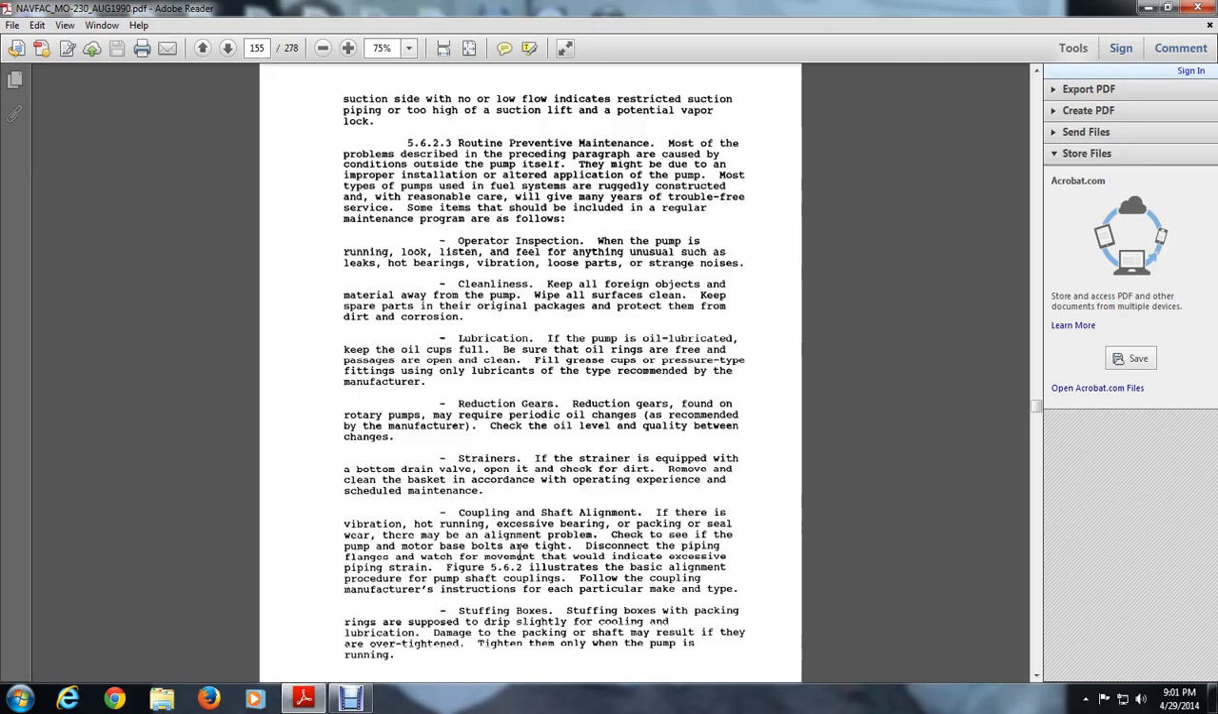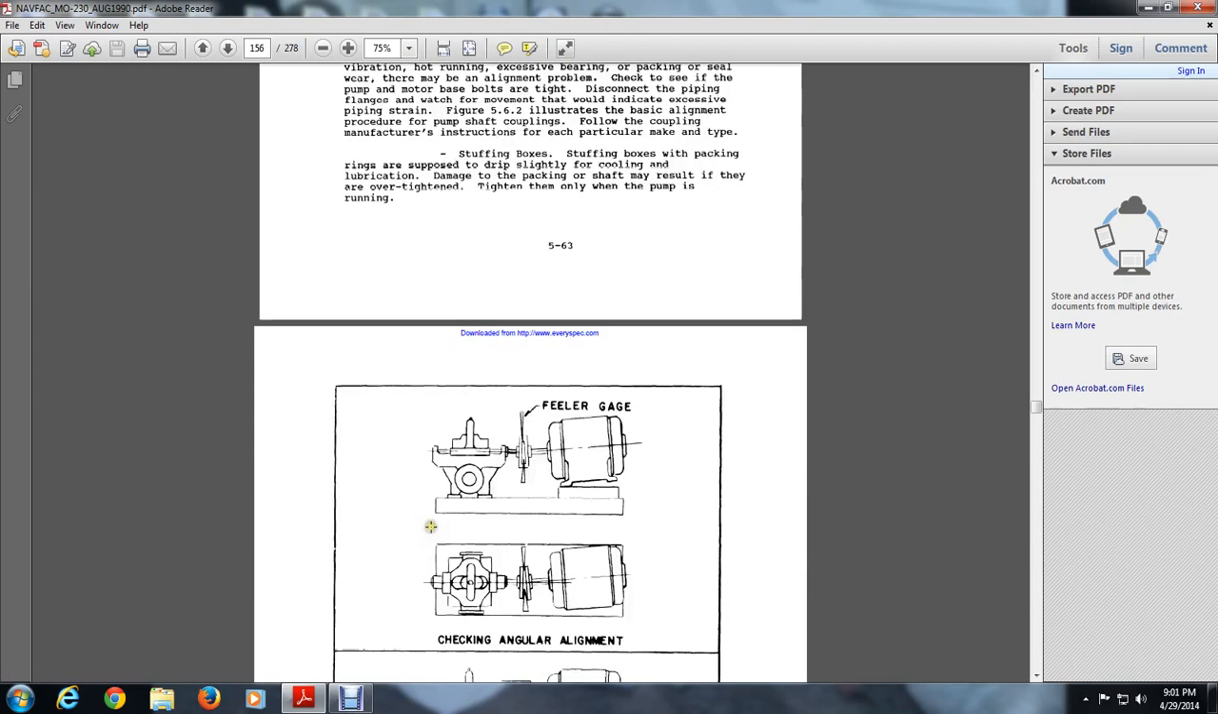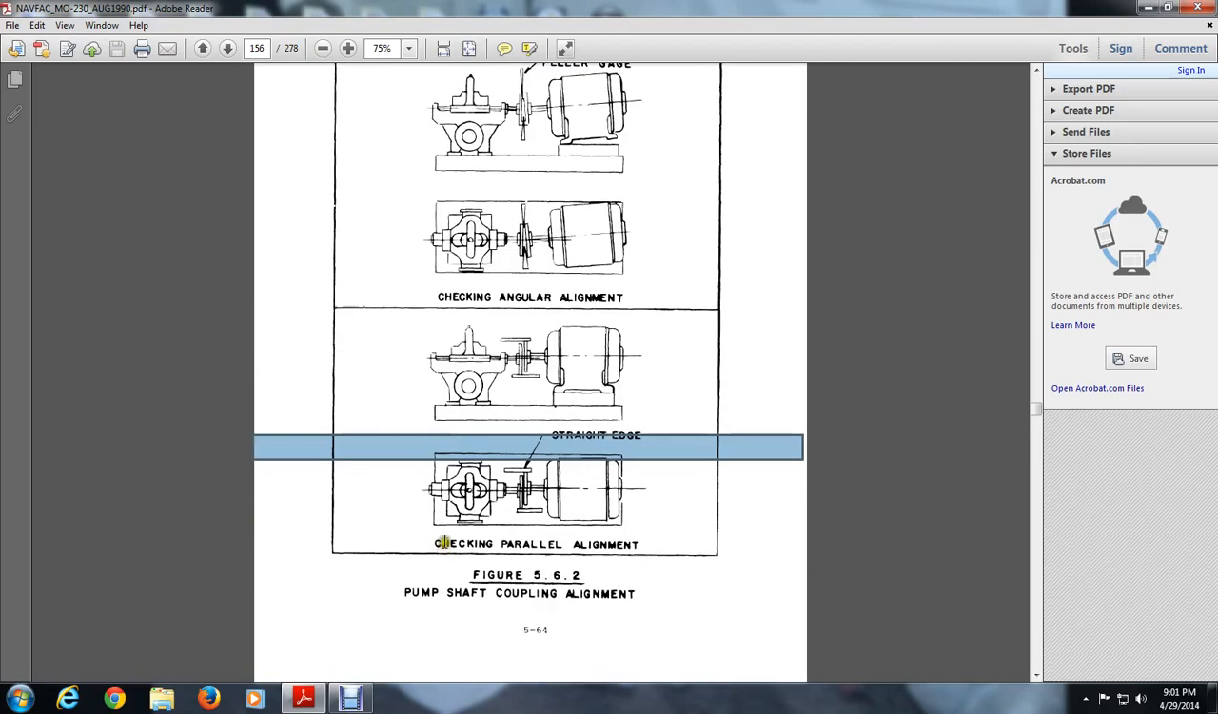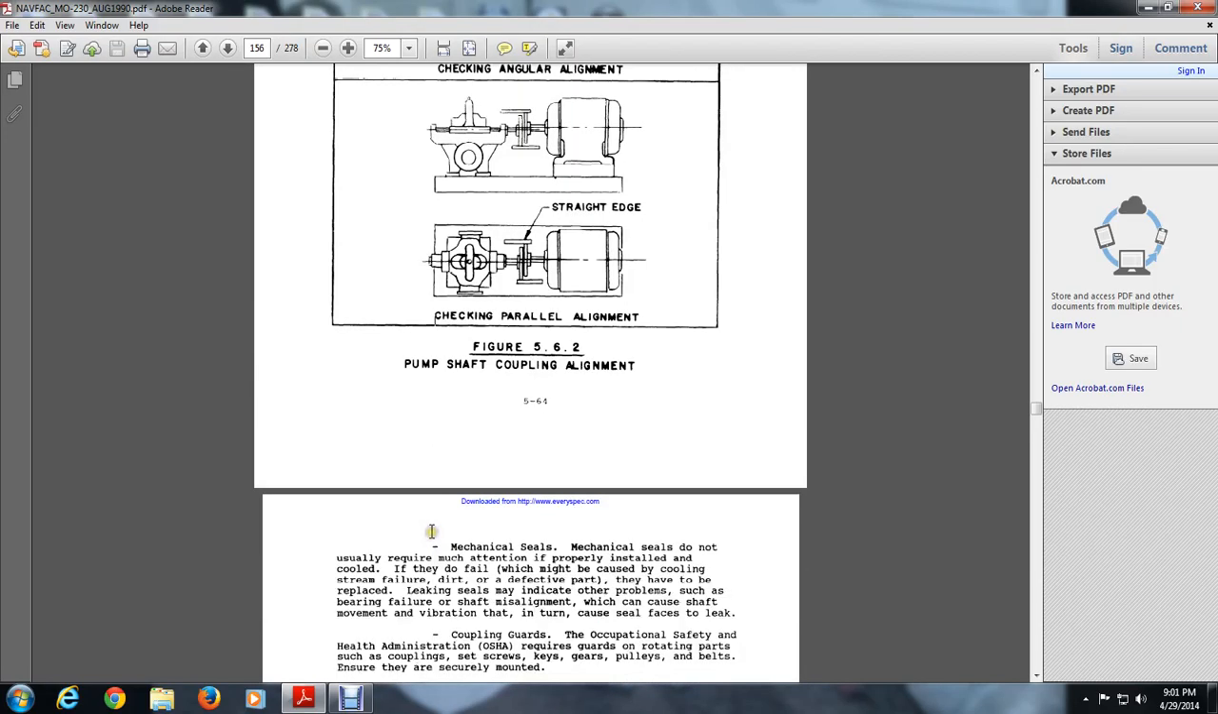Figure 5.6.2 illustrates the basic alignment procedures for pump shafts and couplings. Follow the coupling manufacturer's instructions for each particular make and type. Stuffing box packing rings should drip slightly for cooling and lubrication, or damage to the packing and shaft may result. Tighten them only when the pump is running. Here you see the feeler gauge checking angular alignment and the straight edge checking parallel alignment in a pump shaft coupling alignment.